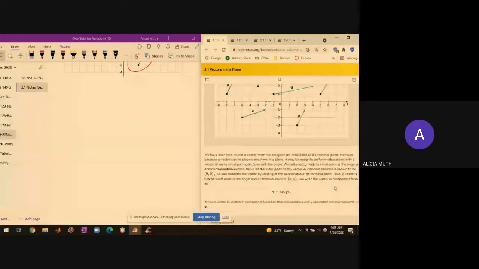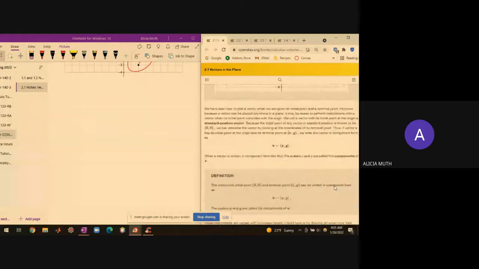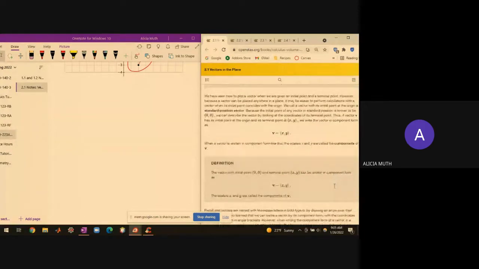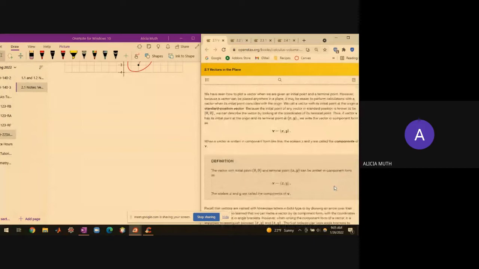All right, so we've seen how to plot a vector when we're given an initial point and a terminal point. However, because a vector can be placed anywhere in the plane, it may be easier to perform calculations with a vector when its initial point coincides with the origin. So we call a vector with its initial point at the origin a standard position vector.